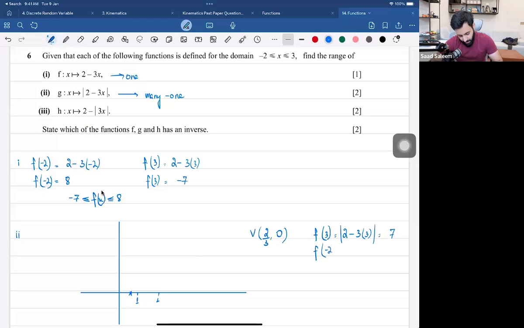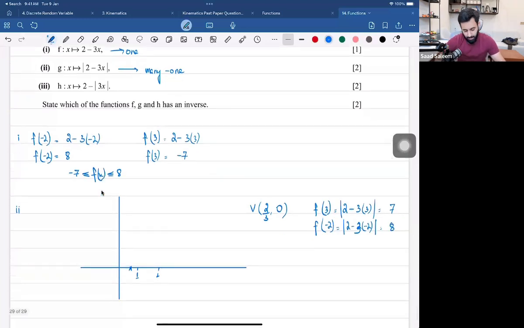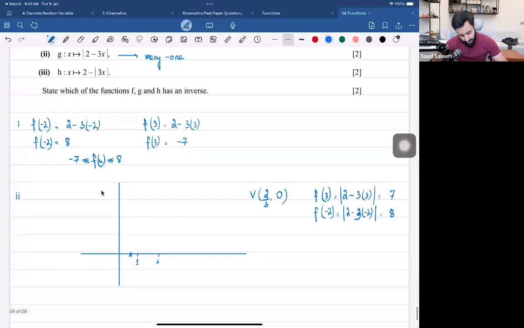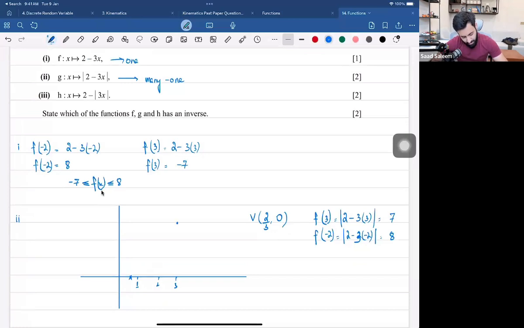And then let's plug in -2. So 2 minus 3 into -2. -3 times -2 is 6. 6 plus 2 is 8. So that means if we plug in 3, what do we get? We get 7. So that means somewhere over here. Okay, it's a rough sketch. And if we plug in -2, we get 8, which is going to be somewhere over here.